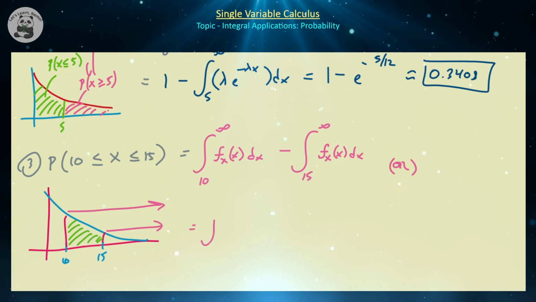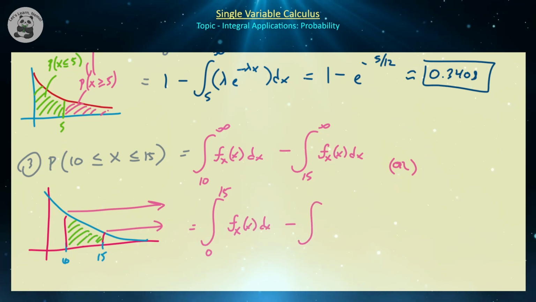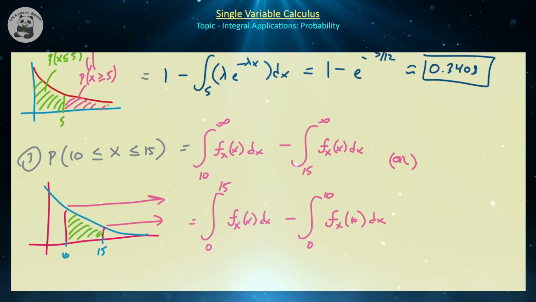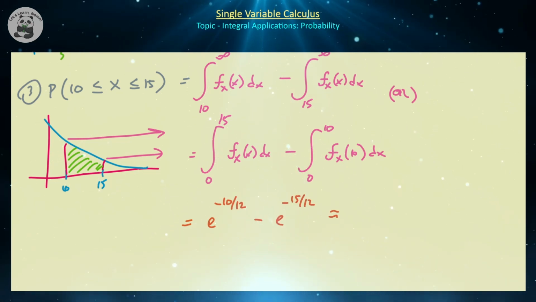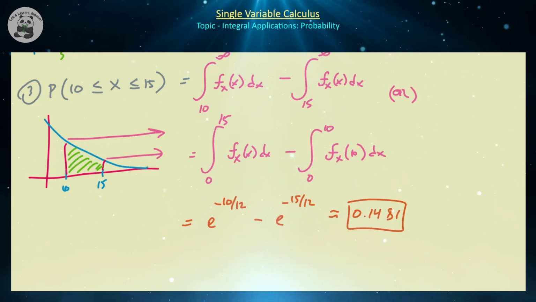Or you could do the integral from 0 to 15 and subtract the integral from 0 to 10. You should get the same exact area in either case, right? So regardless of the approach you take, you're going to have e to the minus 10 over 12 minus e to the minus 15 over 12. Once you work out that math, that's approximately equal to 14.81%. And that's how you can do probabilities with exponential random variables.